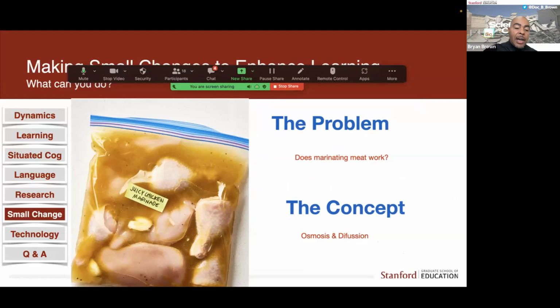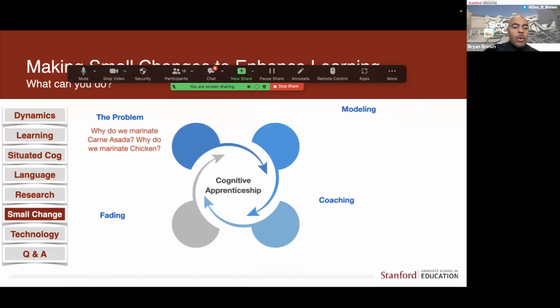When I think about osmosis, I think about something like marinating meat. Right? Does it actually work? I might start by saying, why do we marinate carne asada? Why do we marinate chicken? Does it actually work? All I'm trying to do is teach them osmosis in a context that they will see and see again, right? So we may start by making sure they're introduced to the ideas of osmosis. Have them do a small lab, watch a video, and apply it to the notions of carne asada and marinade.